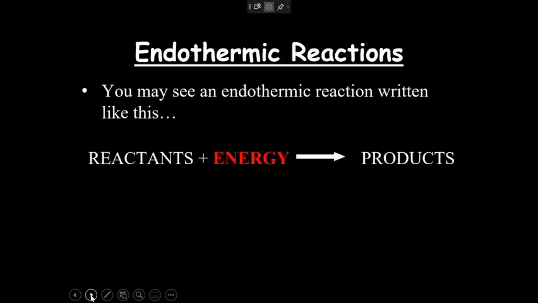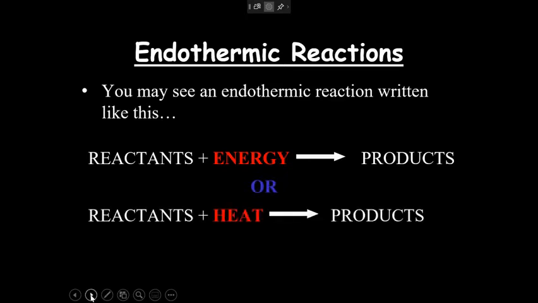So when we see endothermic reactions, energy is written as one of the reactants because energy has to be added to the reactants in order to get the chemical reaction to happen. Usually that energy is in the form of heat. Not always, though. Light can do it. All sorts of things can start a chemical reaction happening. But a lot of times, especially for our purposes, it is heat.